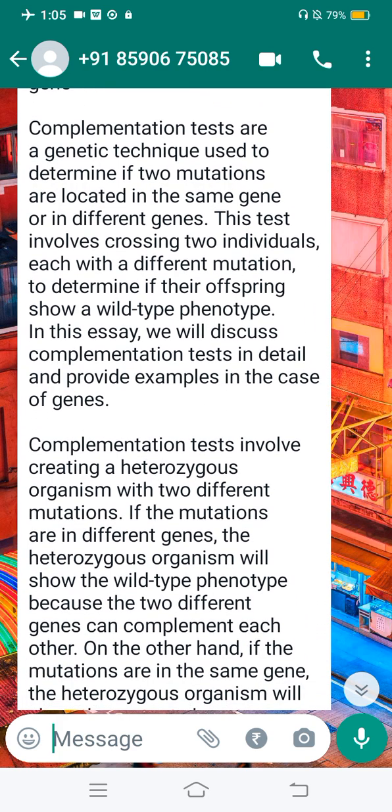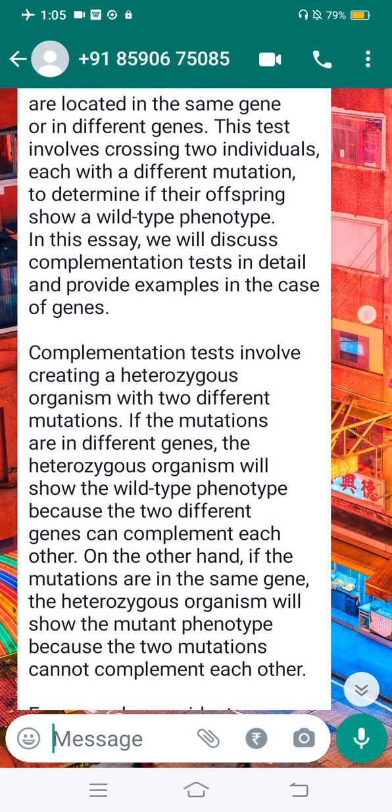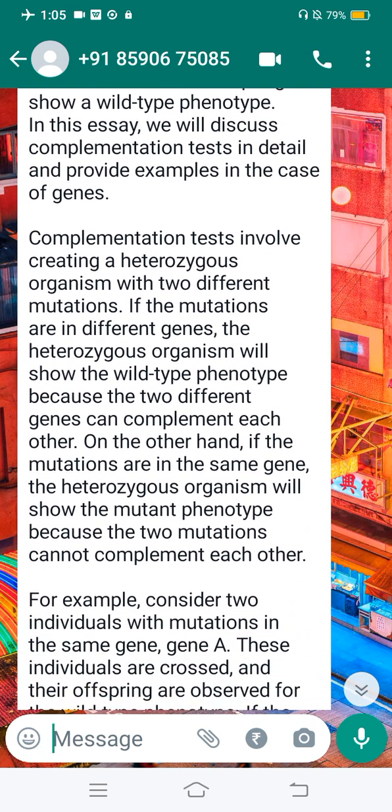Complementation tests are a genetic technique used to determine if two mutations are located in the same gene or in different genes. This test involves crossing two individuals, each with a different mutation, to determine if their offspring show a wild-type phenotype. In this essay, we will discuss complementation tests in detail and provide examples of each case of genes.